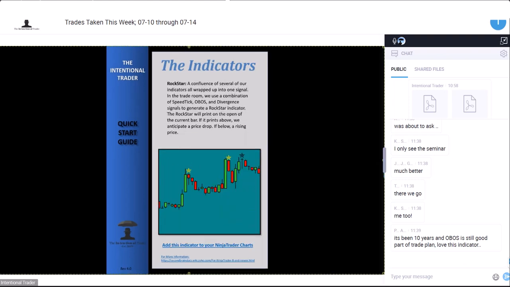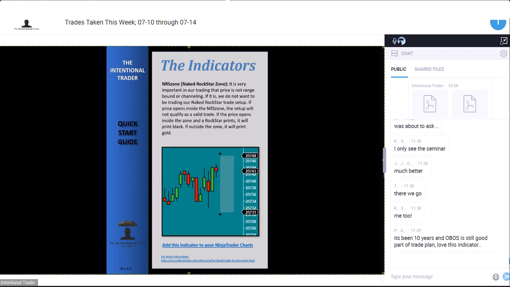All right. So this is the star of the show right here. No pun intended. The rock star is going to combine three of our indicators, the divergence, the speed tick, and the overbought, oversold. And it's going to create a signal at the open of the bar that qualifies it as a rock star, or what we call a naked rock star trade setup. We'll talk about that in a minute.